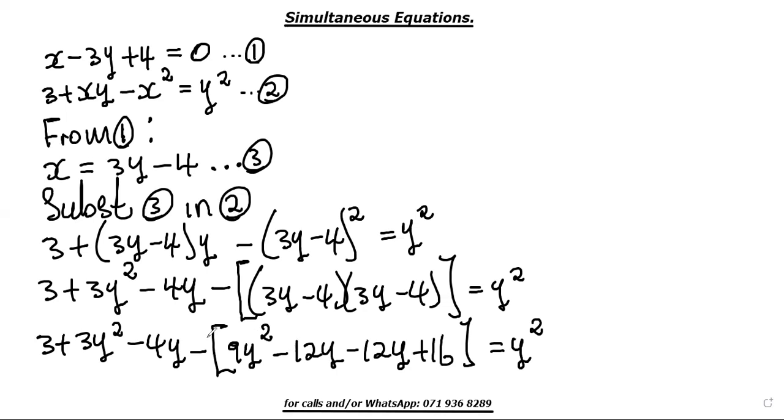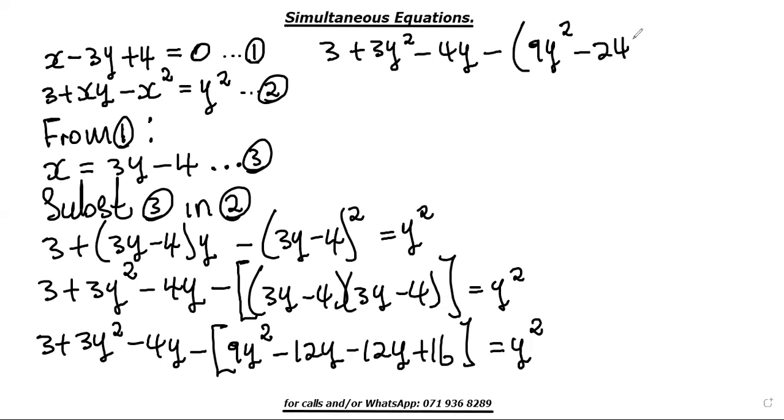Fine. Then it's time to distribute, or before that, let's collect the like terms inside this bracket. So we have 3 plus 3y squared minus 4y. And then we say minus, well, the 9y squared goes alone. Negative 12y minus 12y, it's negative 24y. Then you say plus 16. And the whole thing equals y squared. Then it's time to distribute.